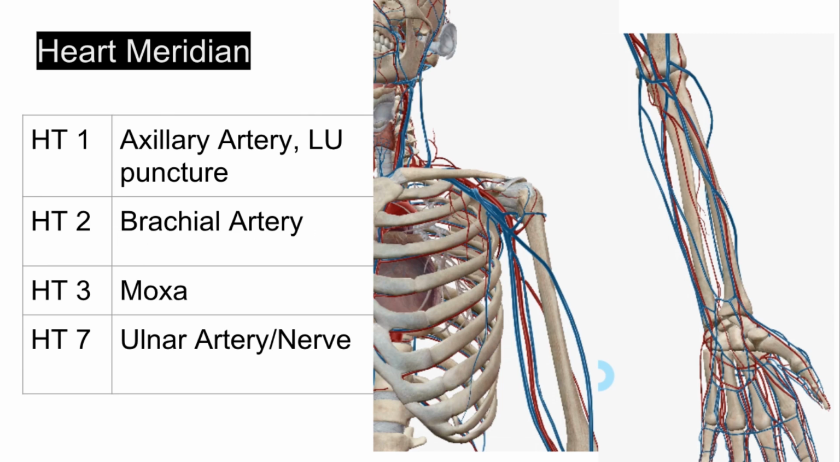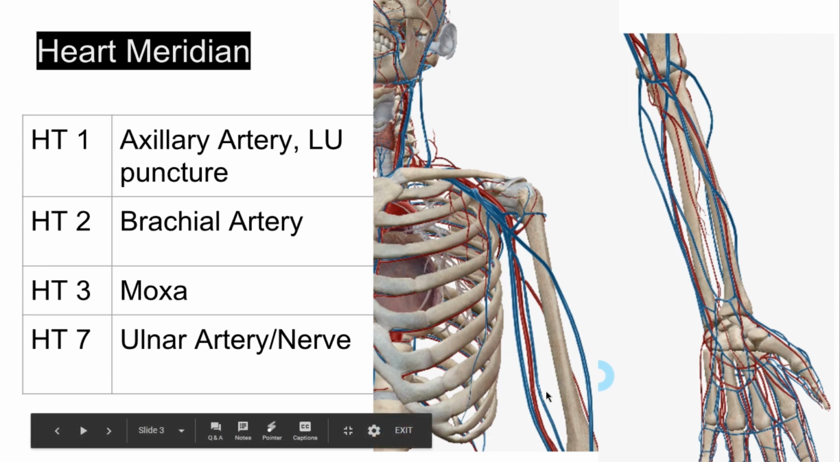We have heart 2, which is 3 cun proximal to the transverse cubital crease. We know that from the axillary fold to the transverse cubital crease it's 9 cun. So heart 2 is 6 cun from the axillary fold and 3 cun from the transverse cubital crease. The caution there is the brachial artery.